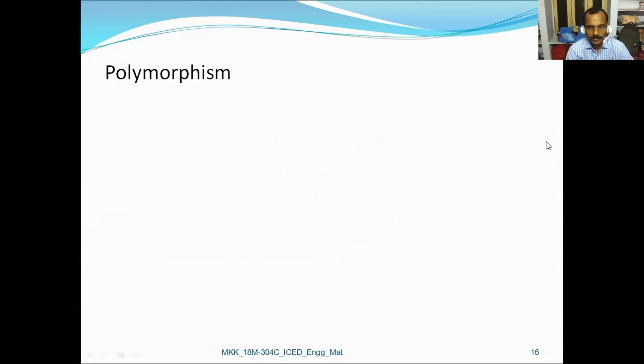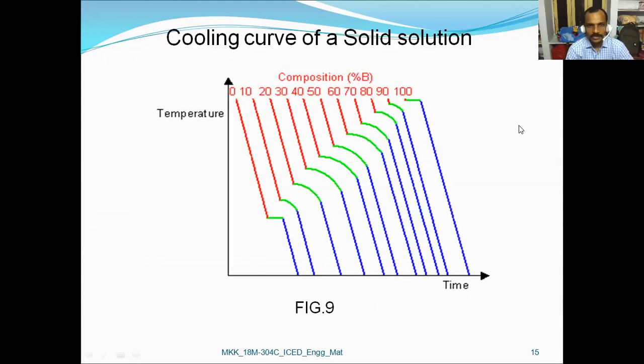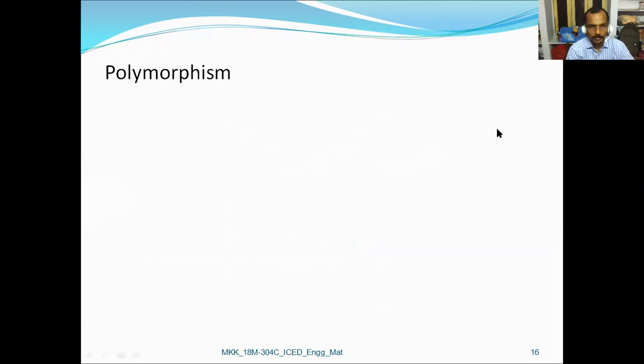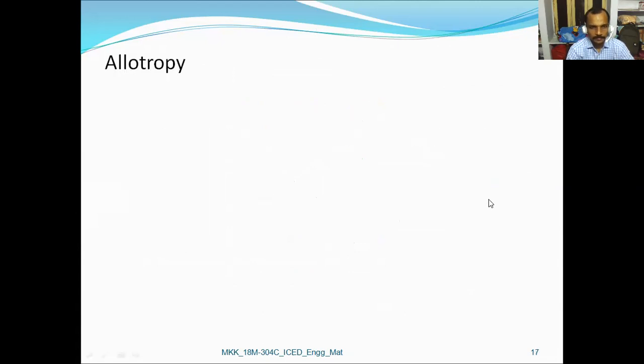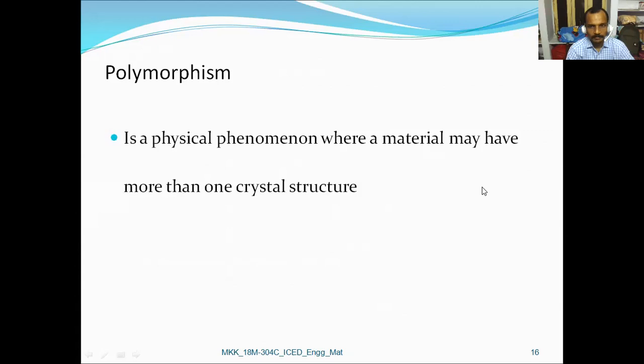So in the previous topics, we have discussed different cooling curves. Now let us move to polymorphism. So what is polymorphism? It is a physical phenomenon where a material may have more than one crystal structure. Whatever the crystal structure, that is more than one, is known as polymorphism.